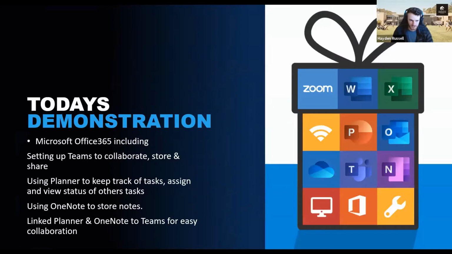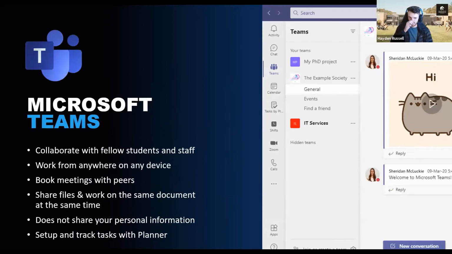So for today's demonstration, we're going to go through Microsoft Office 365, including setting up Teams to collaborate, store, and share, using Planner to keep track of tasks, assign and view status of other tasks, and using OneNote to store notes, linking Planner and OneNote to Teams for easy collaboration. So we'll start out with Microsoft Teams.